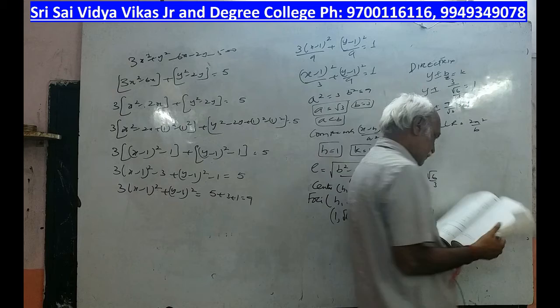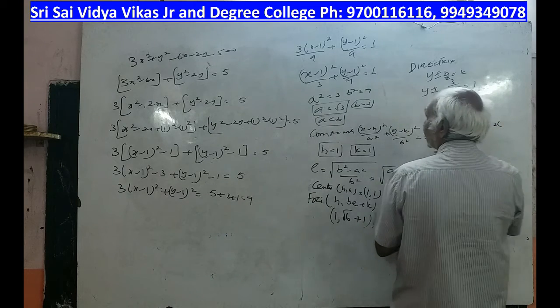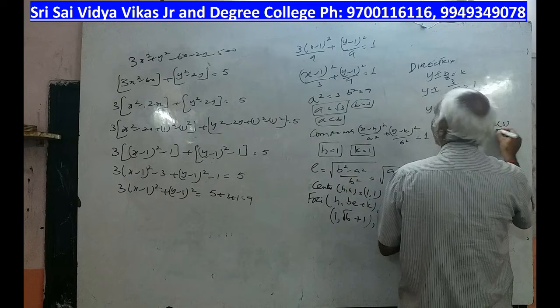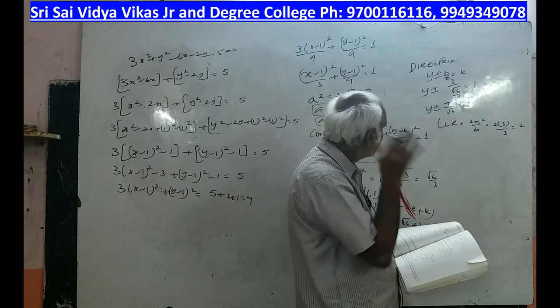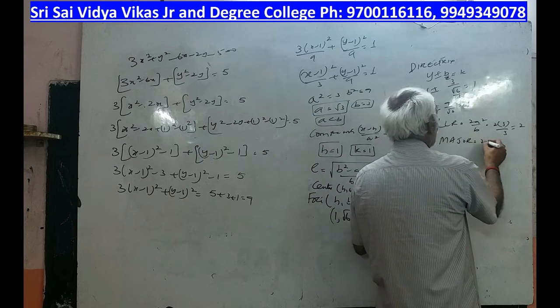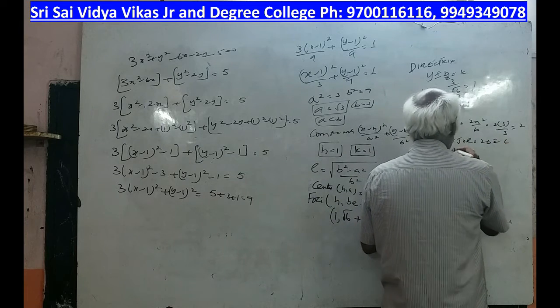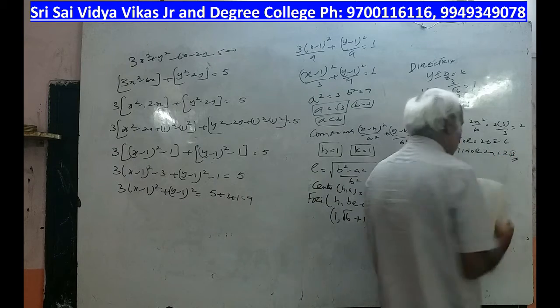Length of latus rectum is 2a square by b. 2 into a square is 3, by b value 3. So 2. Right? Next, the measure. Major axis 2b is equal to 6. Minor axis 2a is equal to 2 root 3.